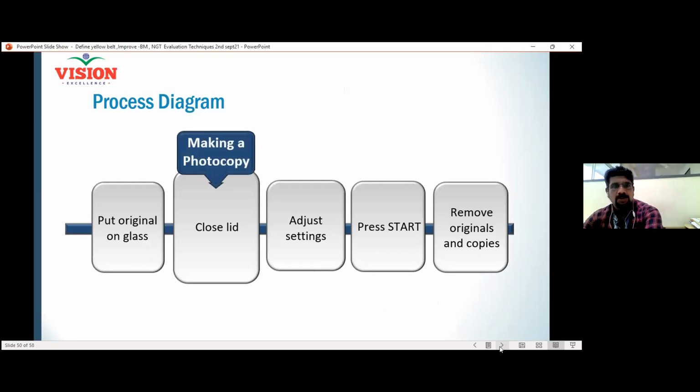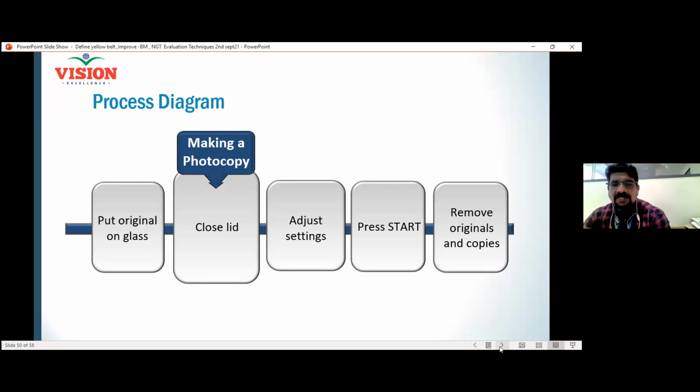So let us take a small process diagram. Okay, see, for example, taking a photocopy of a particular certificate, you put the original on the Xerox copier machine, you close the lid. Okay, you adjust the settings to A4, A3 like that, then you press the start, then you remove the originals and take the copies.